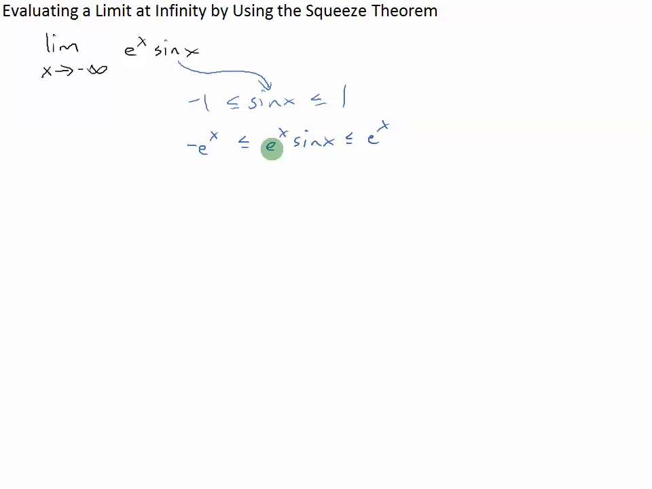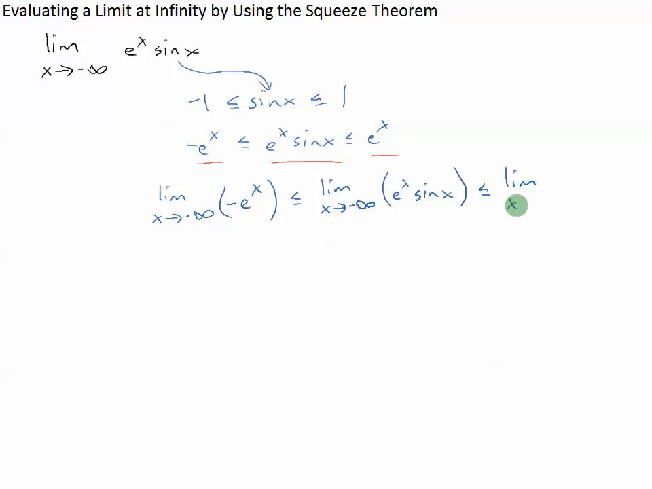So we have this inequality. So if this is less than this is less than this, then the limit has to apply that way as well. So the limit as x approaches, and we want to be consistent here and say as x approaches negative infinity, of negative e to the x is less than or equal to the limit as x approaches negative infinity of e to the x sine of x is less than or equal to the limit as x approaches negative infinity of e to the x.